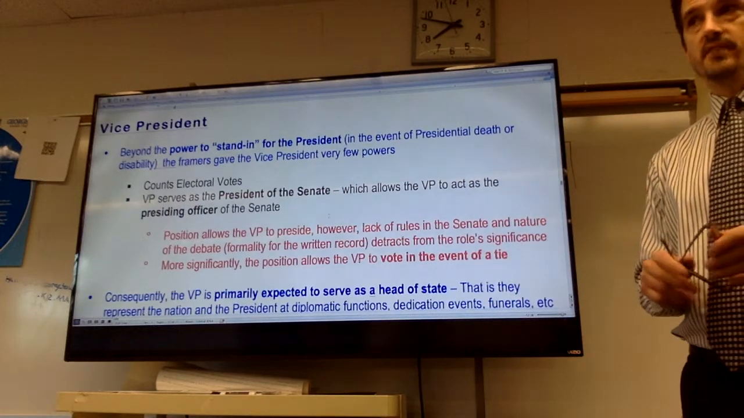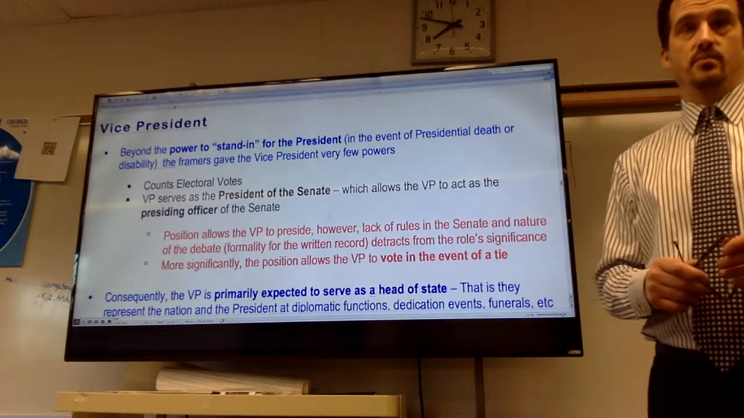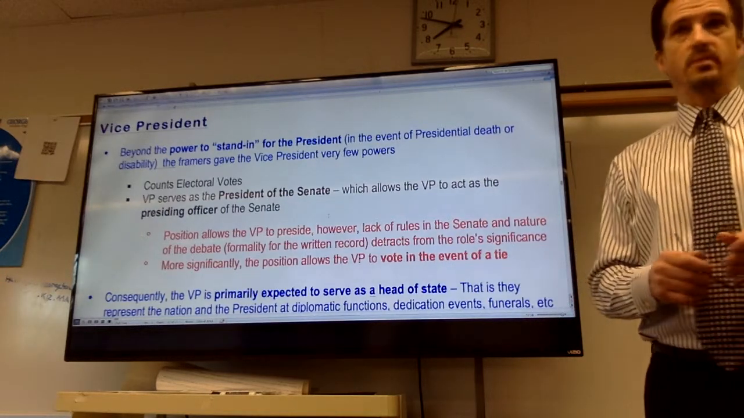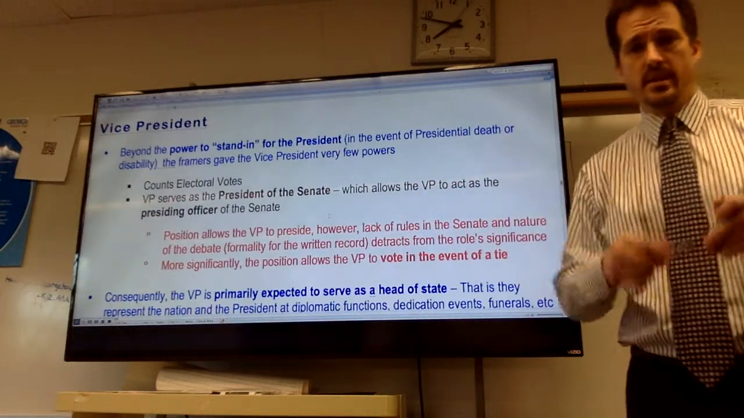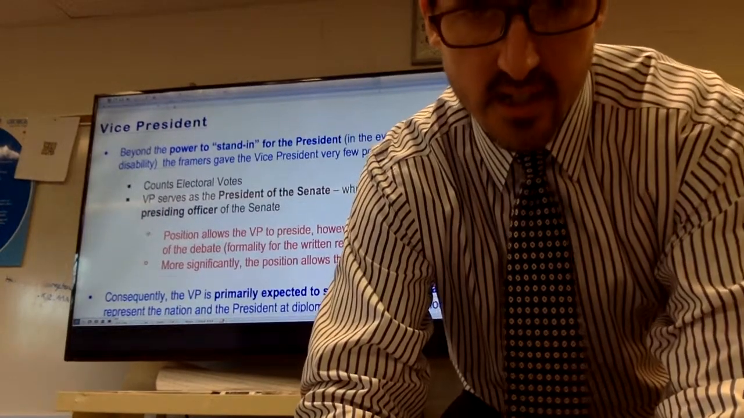They go to the events that the president doesn't want to go to. Whatever weddings and funerals and ribbon cutting ceremonies that the president doesn't want to go to, that gets delegated to the VP.